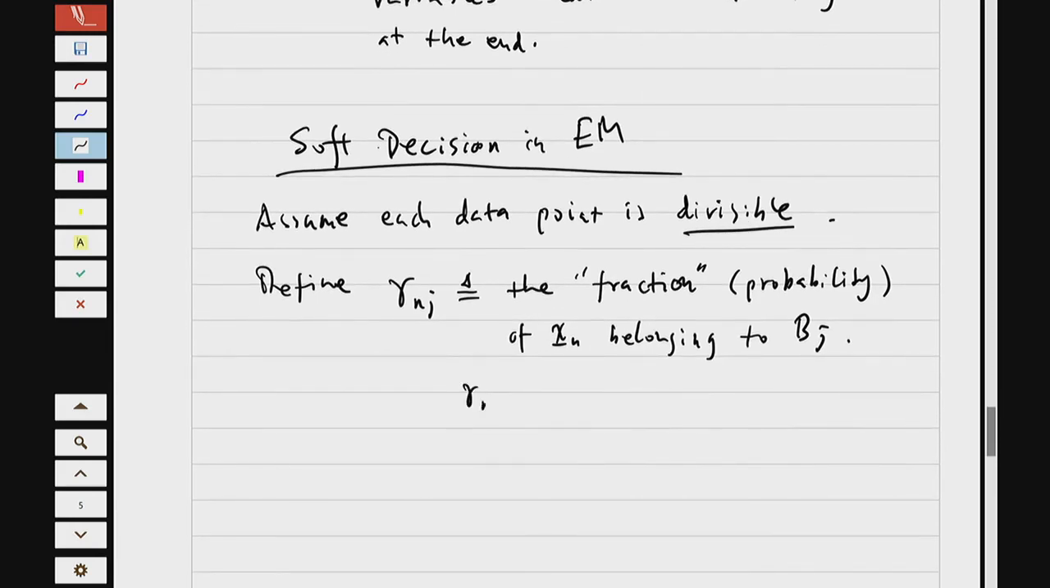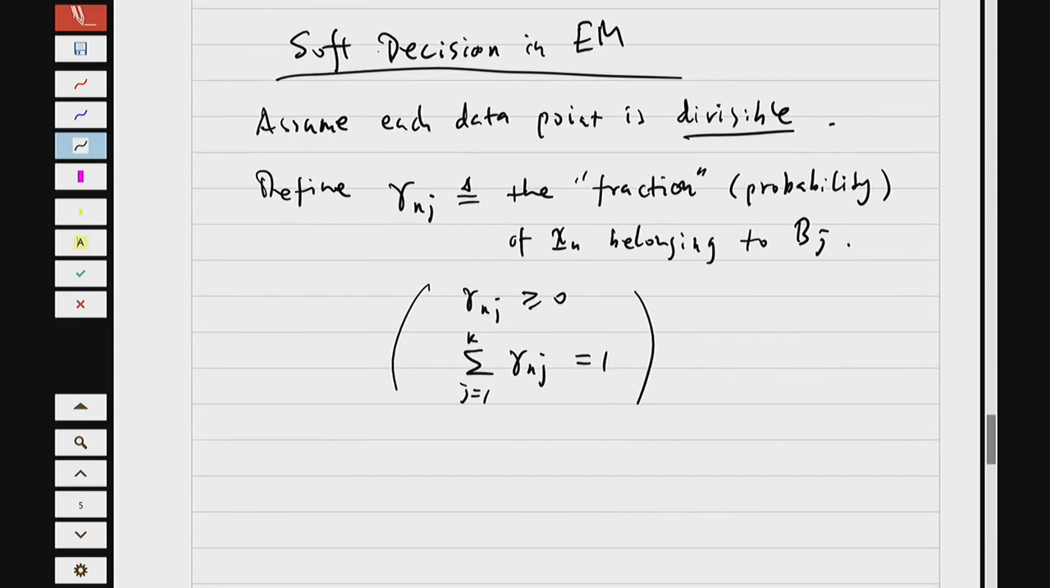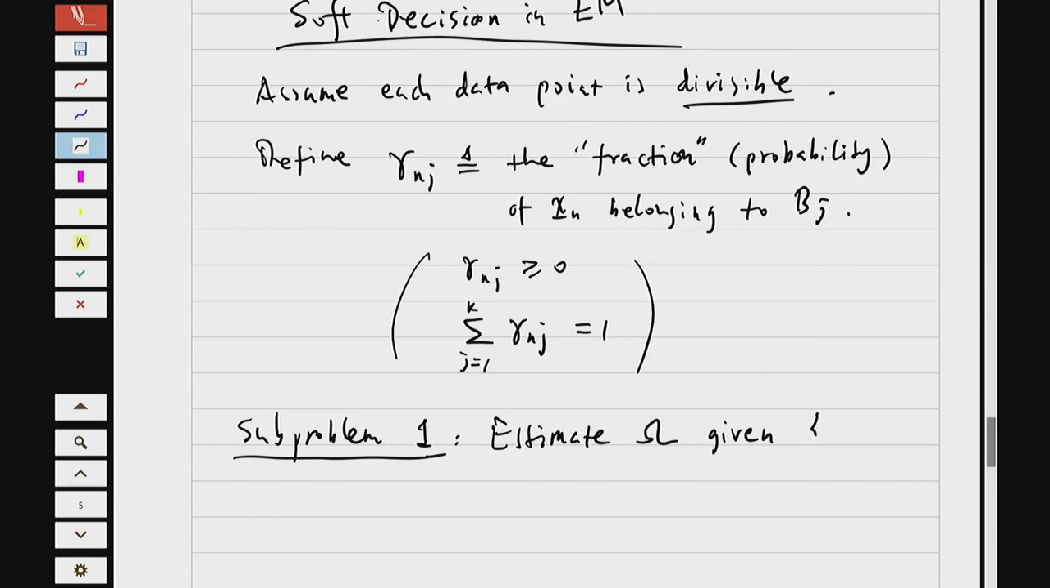And of course now, because it's a fraction, it has to be greater than or equal to 0 and has to sum to 1. The sum over j equal to 1 to k of this fraction gamma nj is equal to 1. So now we have to decide what are the proportions that we want to allocate to different bumps. So our subproblem 1 is, again, we want to estimate omega given this soft membership now. This is not hard membership, but soft membership.